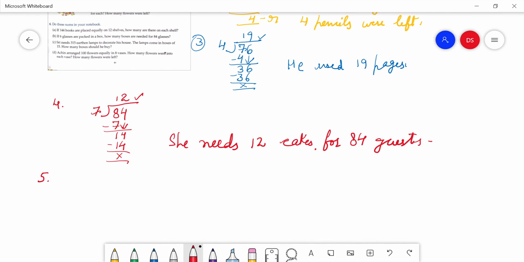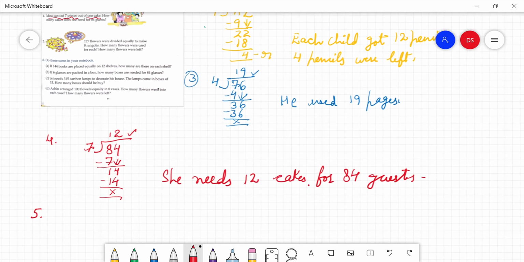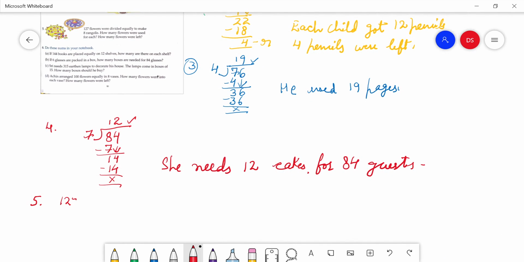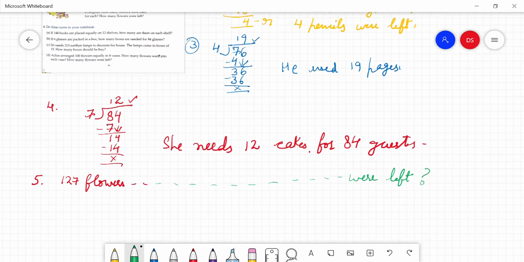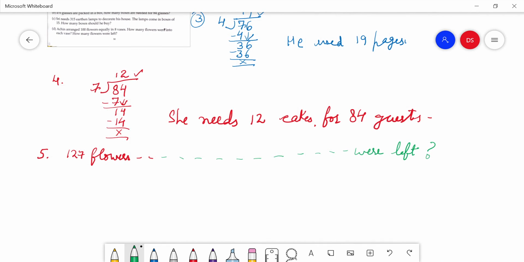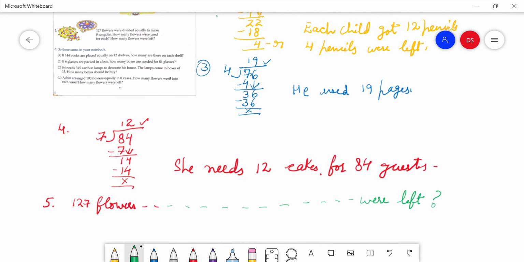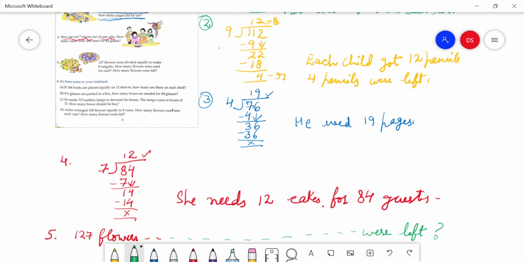Children, I forgot to tell you that, as I always tell you, in story sums, there is no need to copy down the whole sum. You can write the first and last word of the question, as I am writing in this question. 127 flowers. Then put dash dash dash in between and write the last 1 or 2 words of the question. Here it is were left. And then you show the solution only. No need to write the complete story. So we will read it to solve it, to identify what we have to do here.